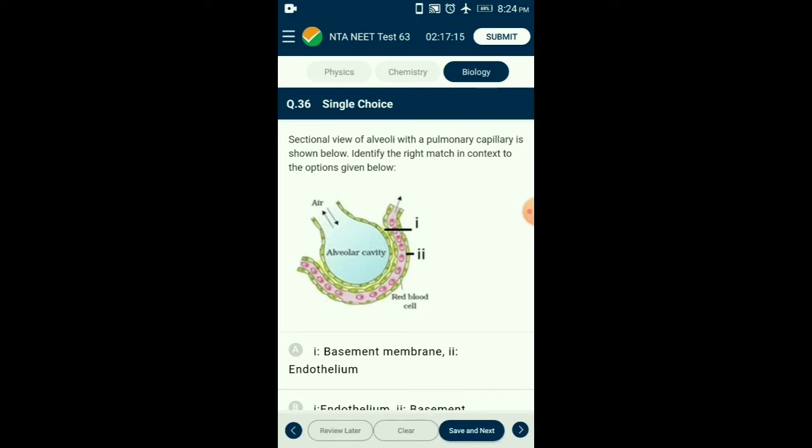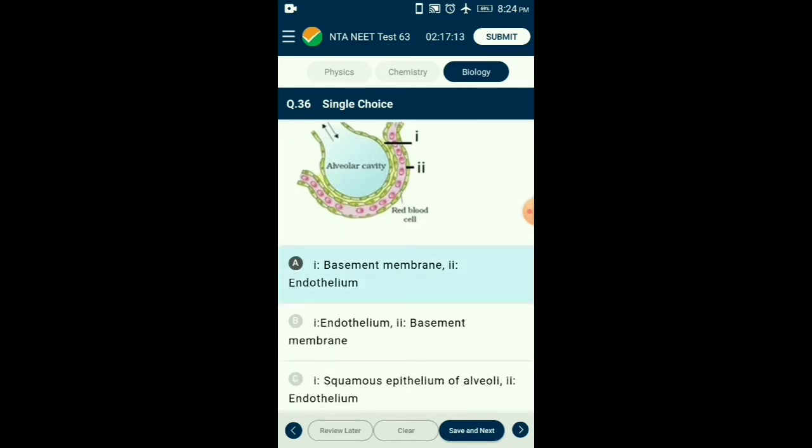So the answer for this question is option A. Basement membrane, endothelium.